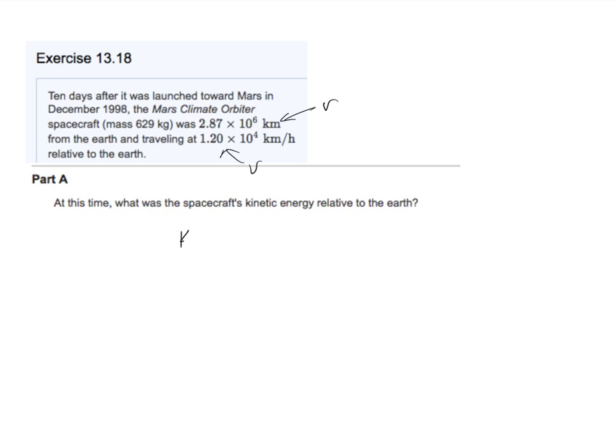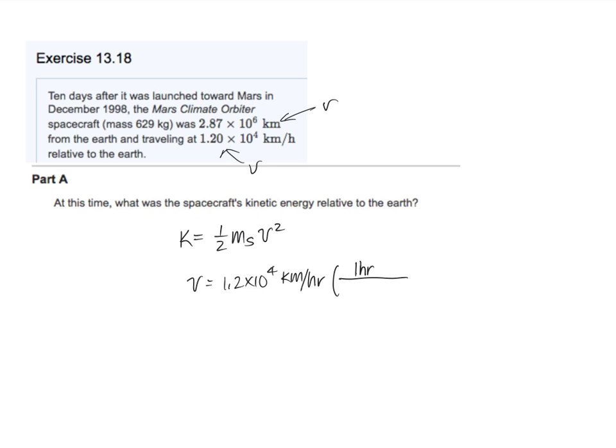So kinetic energy is 1/2 the mass of the satellite times v squared. Now our V is given as 1.2 times 10 to the 4 kilometers per hour. We can't put that into the expression for kinetic energy in its present form because our units will be all messed up. So let's do some unit conversion. I urge you to do this method so that you keep your conversion straight and know that your units are going to cancel out properly.